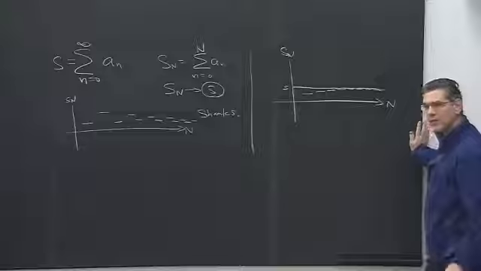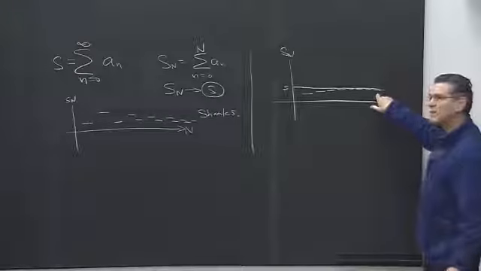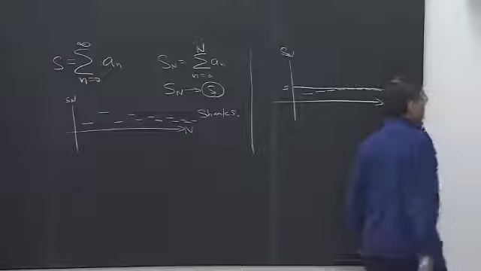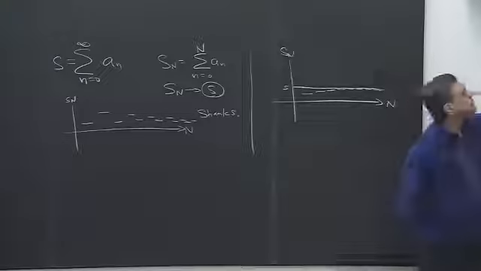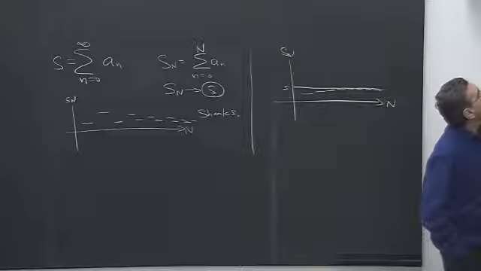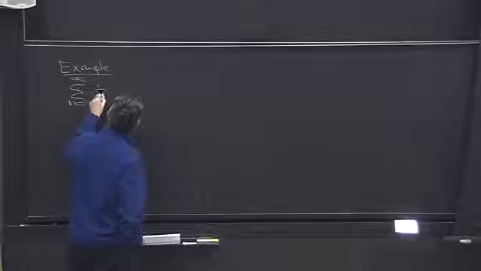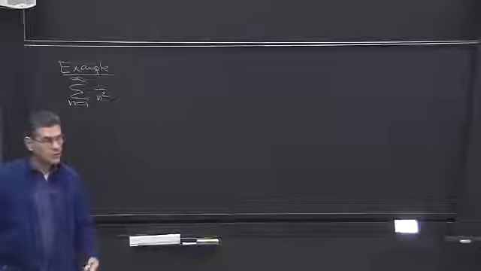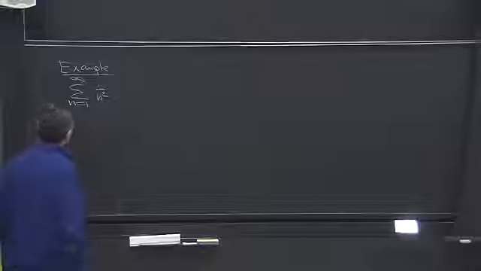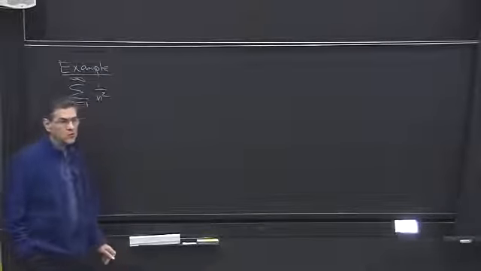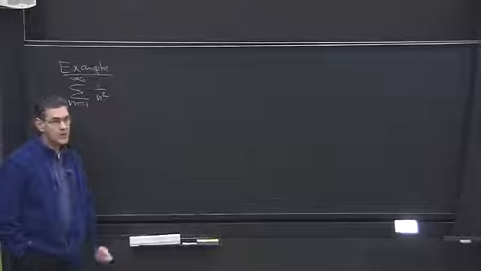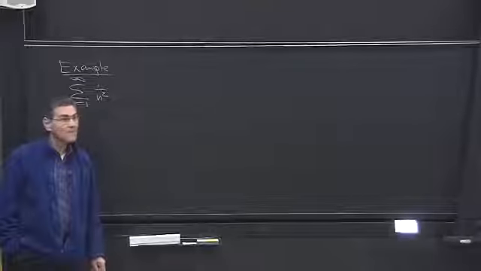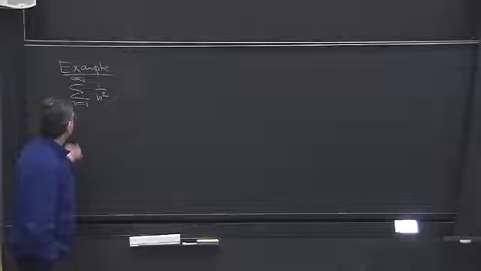What's a simple example of a series that behaves like this? Well, say the sum from n equals 1 to infinity of 1 over n squared. So the sum of the reciprocals of the squares of the integers. Do you know what the answer is? Pi squared over 6. That's right.